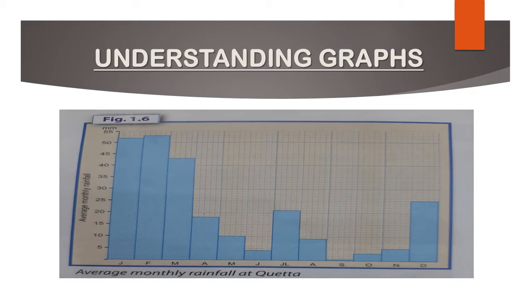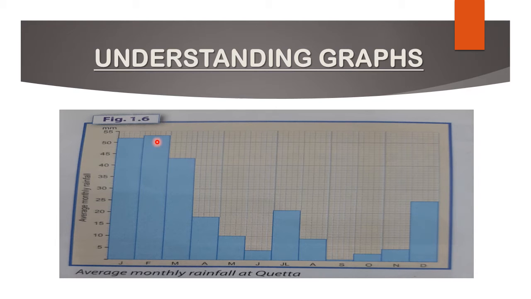Refer to page number 7 in your book, please. In this graph, as you can see, this line is known as y-axis and this line is known as x-axis. All these are the months. J is denoted for January, F is denoted for February, and so on. And these are the average monthly rainfall in millimeters. It is showing that in January the rainfall increases to 53 millimeter.